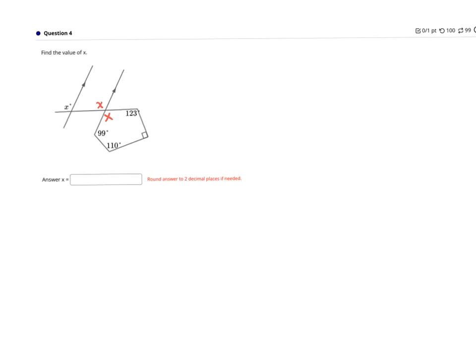Now, if I add up all the angles in a pentagon, I have to figure out the sum of those angles to see what that equals. So there are 5 sides. To find the sum of the interior angles, I subtract 2 because that gives me the number of triangles, and then multiply by 180. When you do that, you end up with 540.